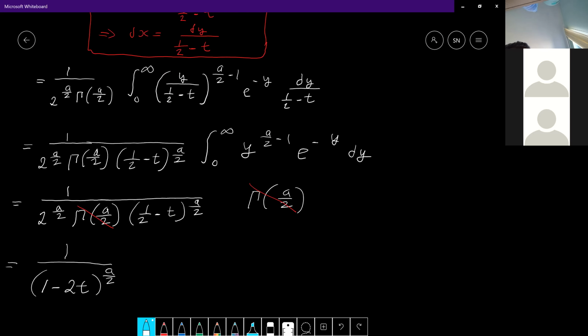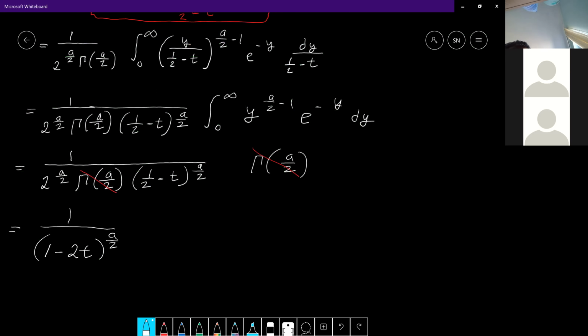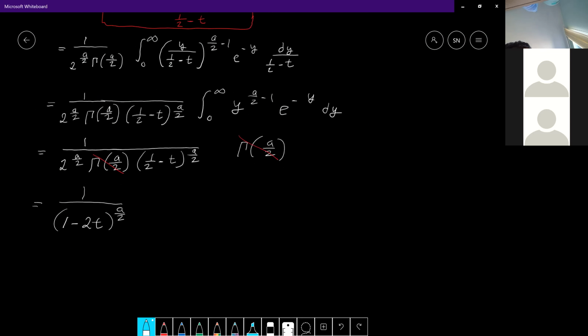So just to summarize, guys, what we have shown is the MGF of a chi-squared variable with a degrees of freedom is equal to 1 minus 2t to the power of minus a over 2.